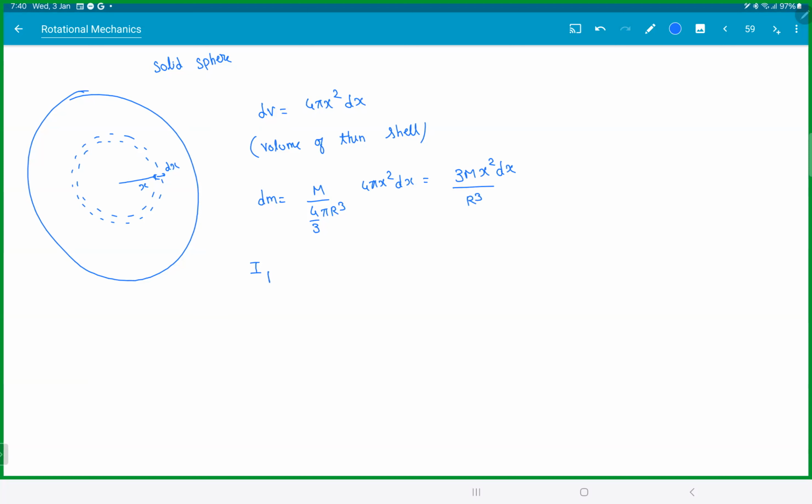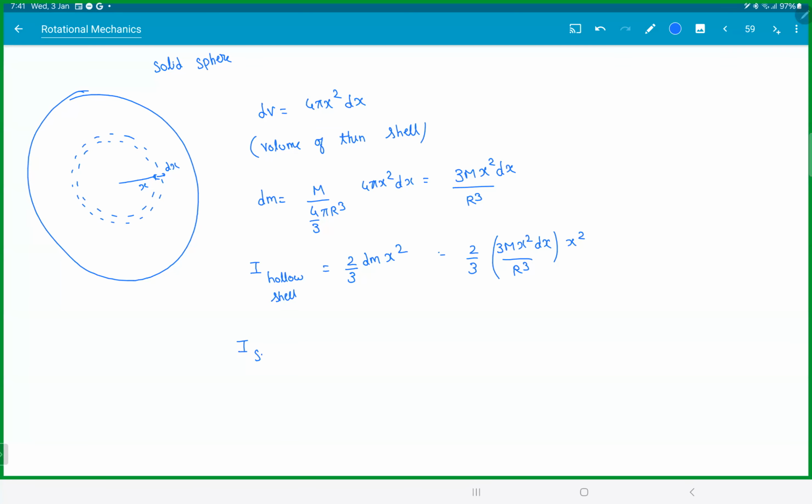So moment of inertia of this hollow shell, just now we derived the result, is 2 by 3 dm into radius square, isn't it? This is the result, no? Of the shell. So 2 by 3, 3m x square dx by r cube into x square.